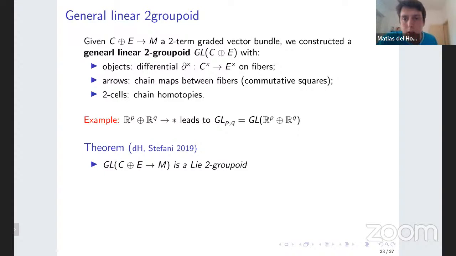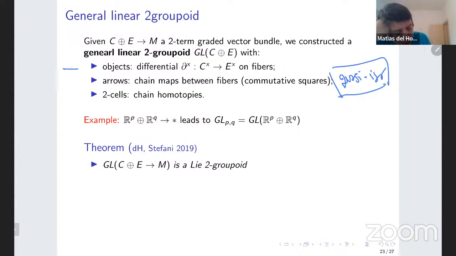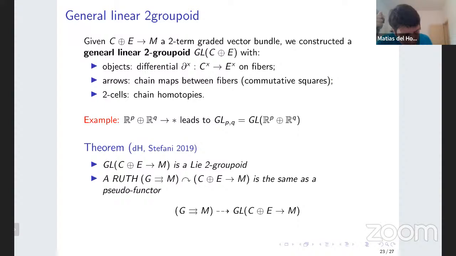Because a chain map which is a quasi-isomorphism. If we don't ask for the quasi-isomorphism condition, it is not a manifold, but when we demand the quasi-isomorphism hypothesis, it's an open condition. There are two conditions, no? One open, that is being a quasi-isomorphism, and one closed, that is the square has to commute. And this closed and open condition relates well and we get a Lie 2-groupoid which classifies representations up to homotopy over the fixed groupoid.